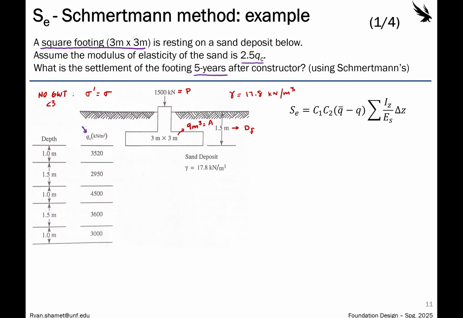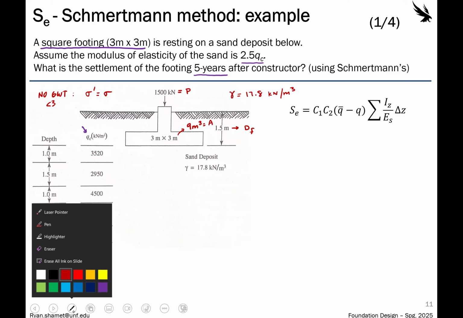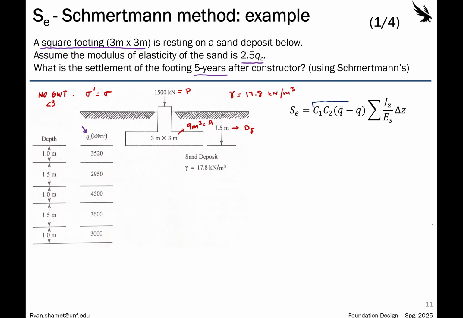So let's first calculate the front things of our equation here. Let's first just try to calculate all of this stuff, and then we'll worry about the influence stuff on the next page. So our C1, this is our correction due to stress, and it follows this function. So it's 1 minus 0.5 times the in-situ stress at the depth of our footing, over our stress from our foundation minus the in-situ stress at our footing.